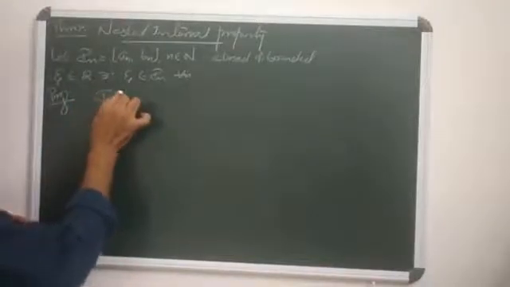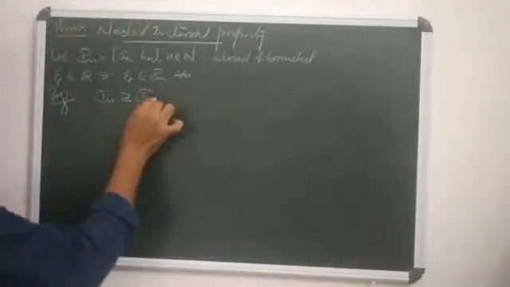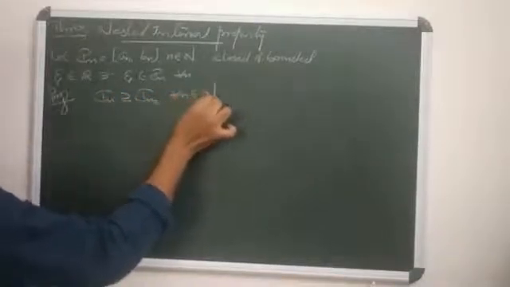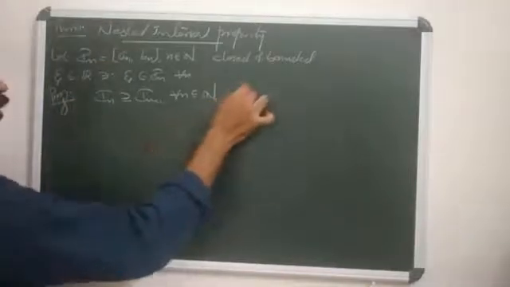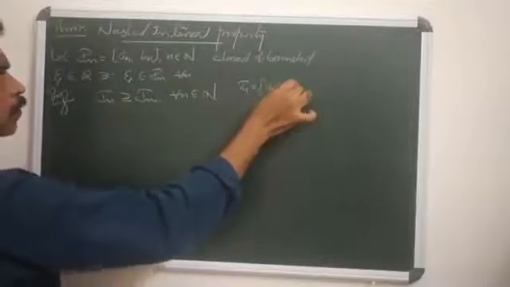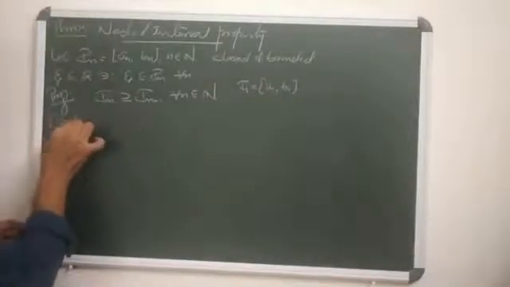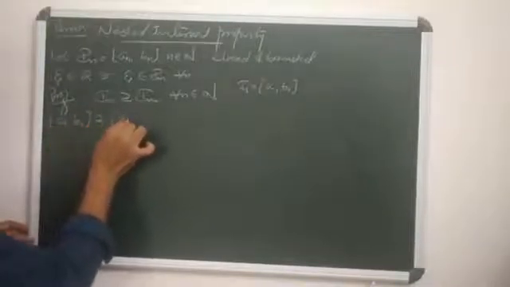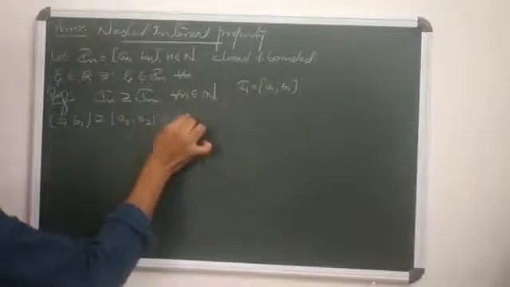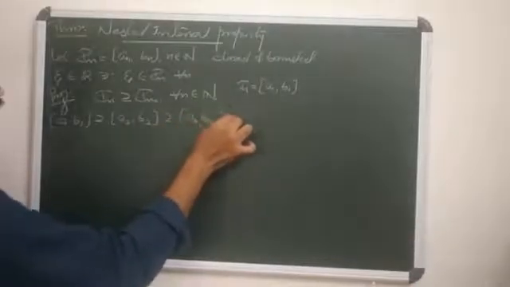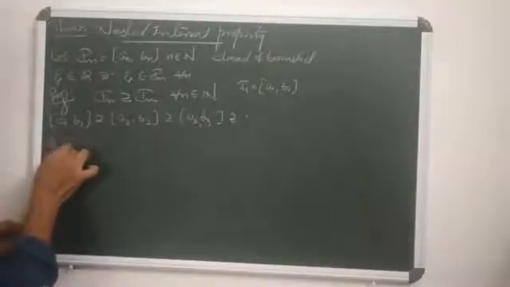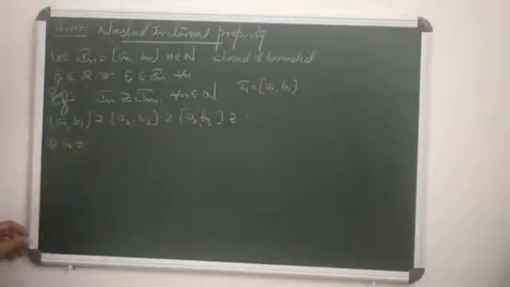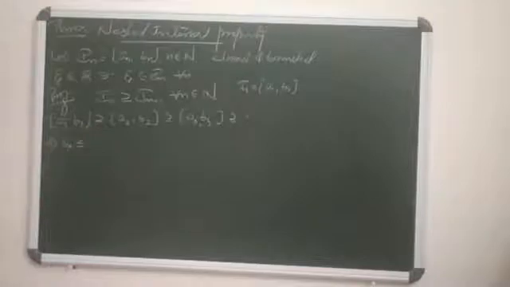Since In is a nested sequence, In is a superset of In+1 for all n in N. Agree? Then we have In, the closed interval [An, Bn]. So I1 equals the closed interval [A1, B1]. Clearly, [A1, B1] is a superset of [A2, B2], which is a superset of [A3, B3], etc. So this can be rewritten as [A1, B1] superset [A2, B2] superset, etc.